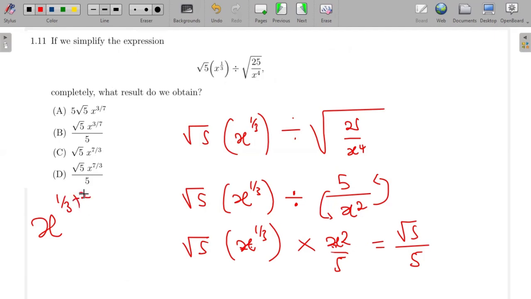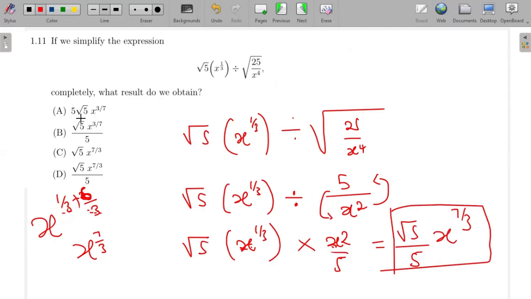I was saying this 2 is the same as 6 over 3. So I'm making the denominators the same so that I can add easily. So 1 plus 6, that will be x to the power 7 over 3. So that's what I have here, x to the power 7 over 3. So this here will be the correct answer. You can go on your options and look for it.